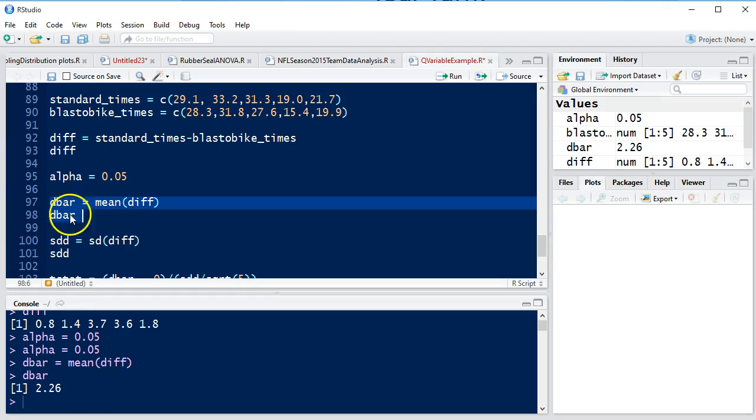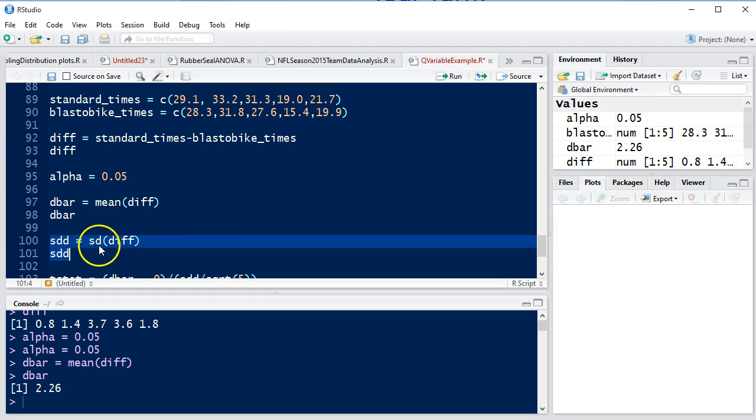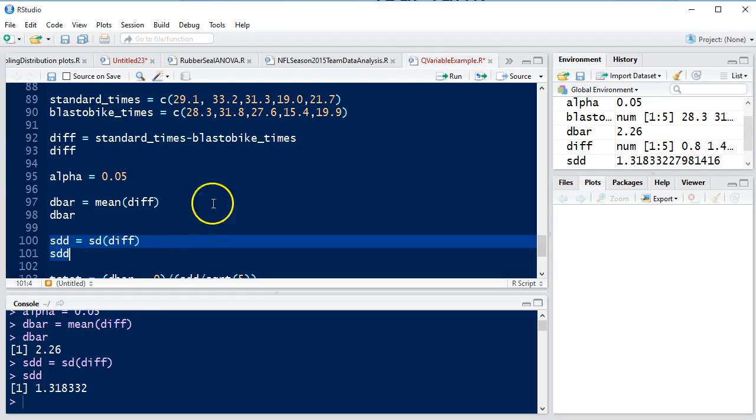And so once we get d bar, then let's get the standard deviation of the differences. So this is just the standard deviation of diff. This is equal to 1.32. So on average, the route times are reduced by 1.32. That's the variation. So that varies on average by 1.32 minutes.